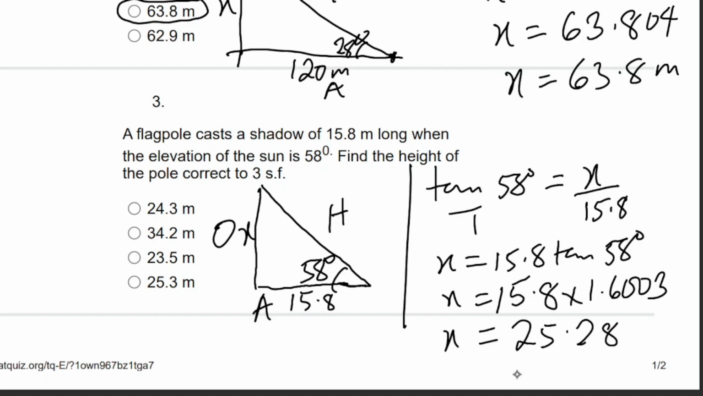25.28. But the answer says you should give it in three significant figures. So this will be approximately 25.3 meters. This is this option here. Is that clear? Okay, so that is that on this one. Move to the next question. That's question 4.